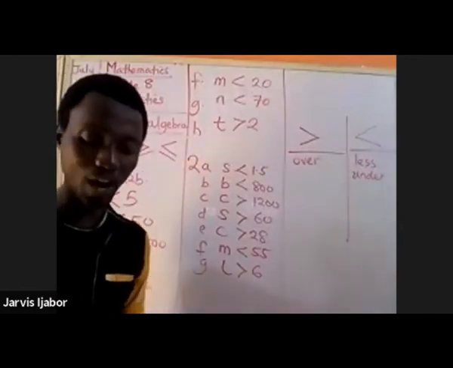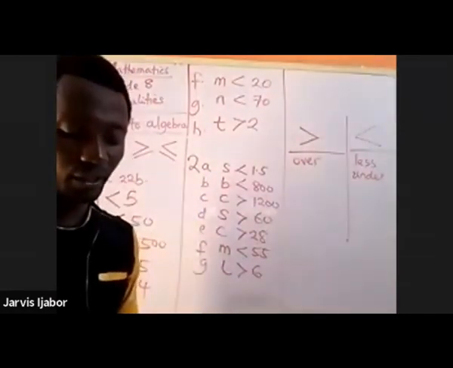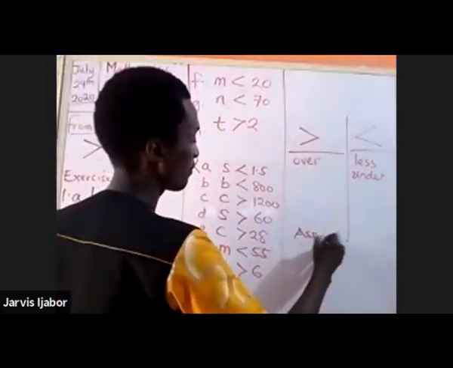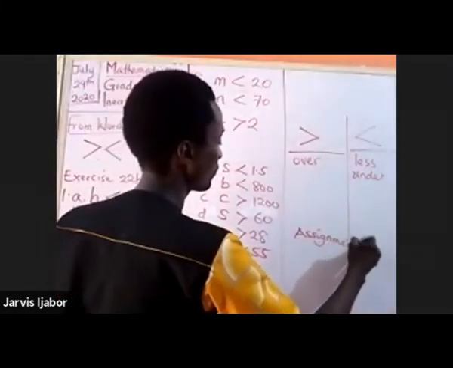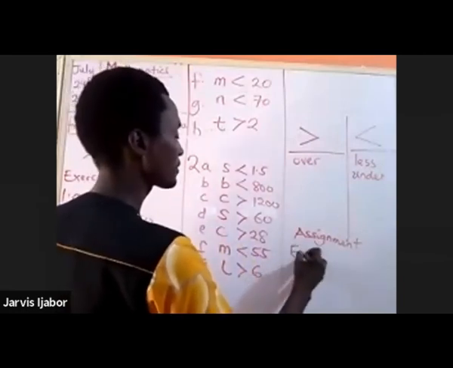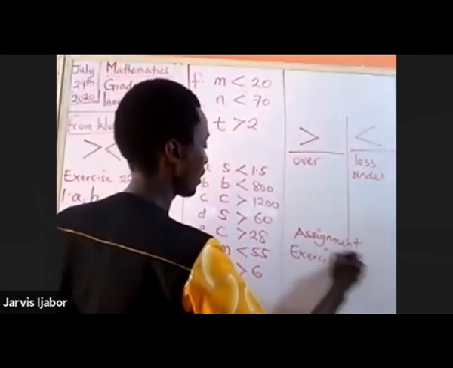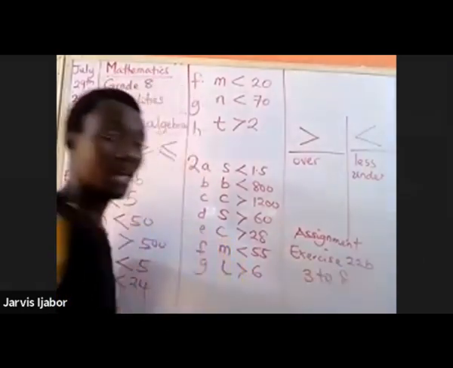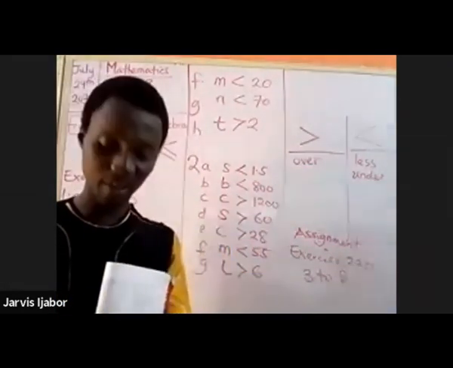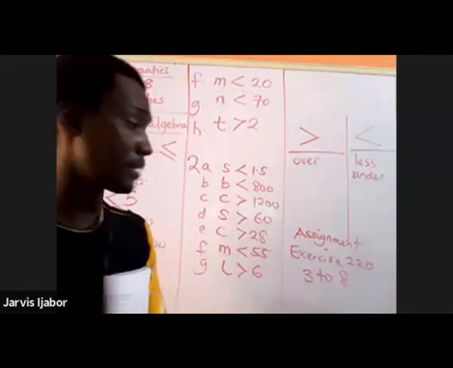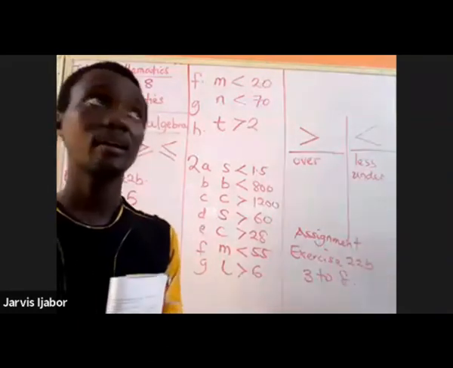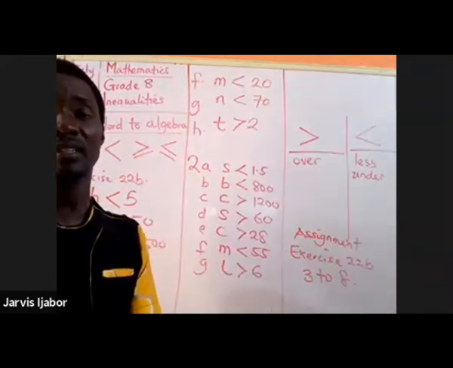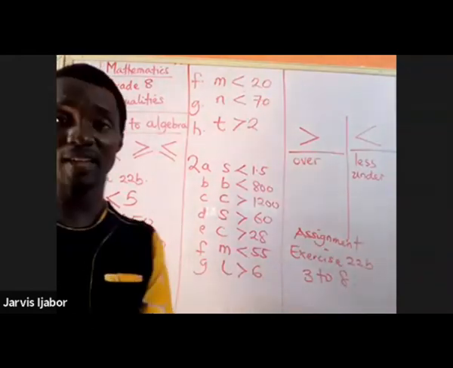So I'll leave you to attempt questions 3 to 8. So your assignment will be exercise 22B, 3 to 8. The assignment is not much, so I expect it submitted latest, let me see what your schedule is like, let's say latest 6 p.m. today. It's a very small assignment.